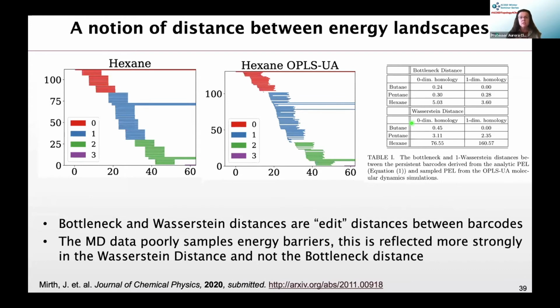In particular, the Wasserstein distance, which is also called the Earth mover's distance, is basically measuring the amount of work to transform one distribution, in our case one barcode distribution, into another barcode distribution. And this was much more sensitive. The Wasserstein distance was much more sensitive than something like the bottleneck distance to the fact that our molecular dynamic sampling of the barriers of the conformational landscape of hexane was much poorer. And so we're exploring these notions of distance to evaluate what are really good notions of distance to be able to quantify variations in energy landscape features.